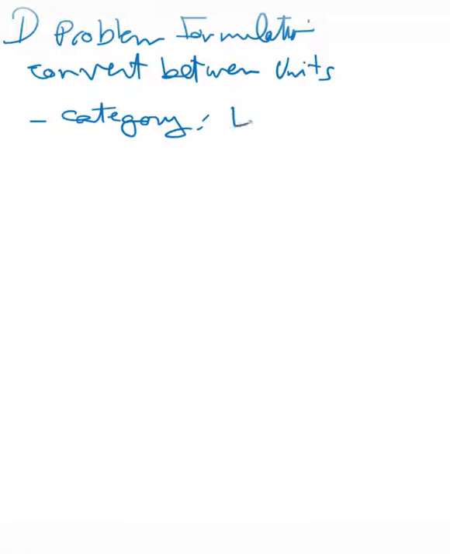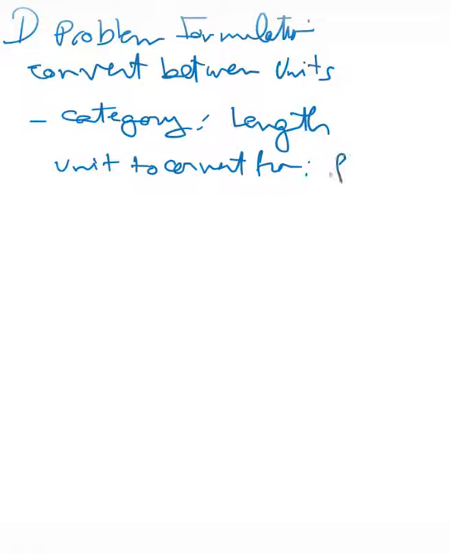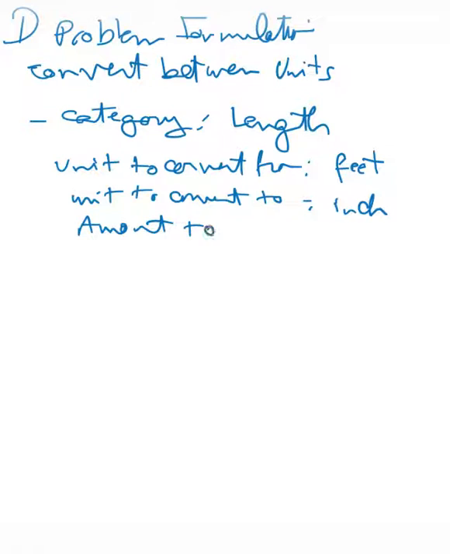So let's say we're going to go with length. If we want to convert between two units for length, you will say, all right, what is the unit you want to convert from? Let's say I'm going to convert from feet. And then you will say, okay, what do you want to convert the feet to? The unit to convert to. Let's say I'm going to convert to inches. And then you will say, how many do you want to convert? What's the amount? The amount to convert. So we need three things: the amount to convert, what we are converting from, and what we are converting to.